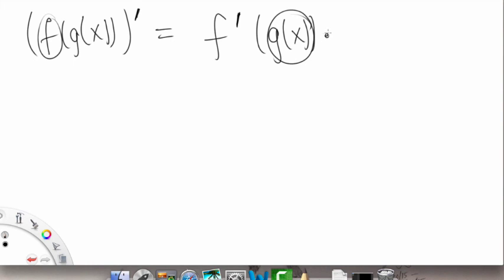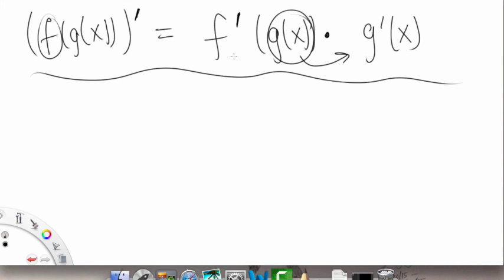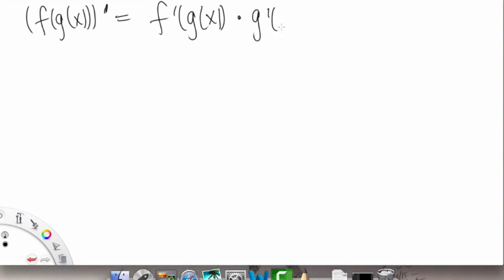Then we consider the inside and take the derivative of that one, so g prime of x. We can't forget about that inside one. So we take the derivative of the outside, keep the inside the same, and then multiply times the derivative of the inside. Again, we're working from the outside in. This is the rule we're going to follow. Let's do an example. I'll rewrite it here: the derivative of f of g of x is equal to f prime of g of x times g prime of x. That's just a note of the chain rule.